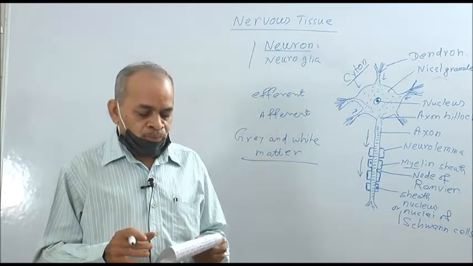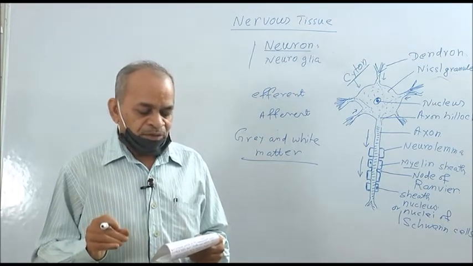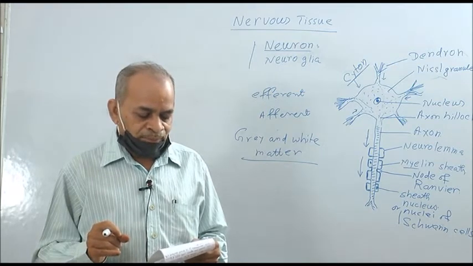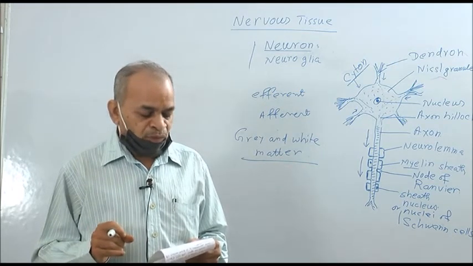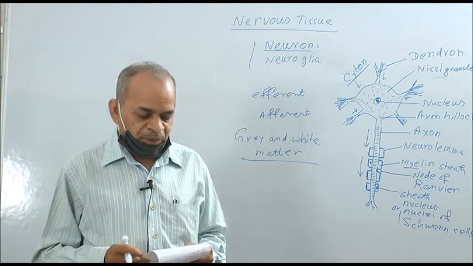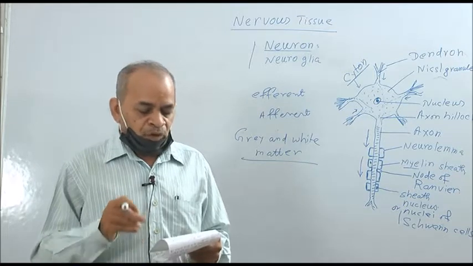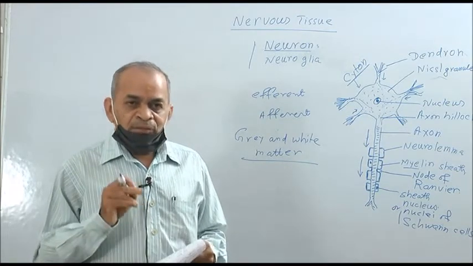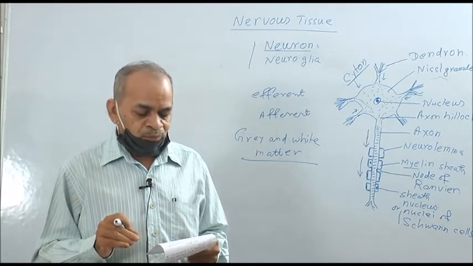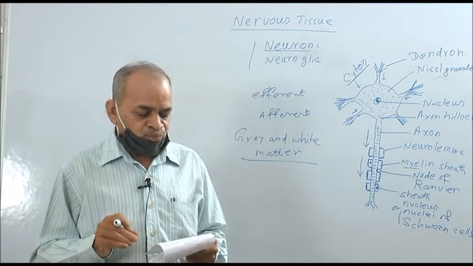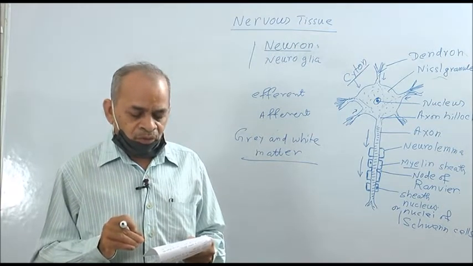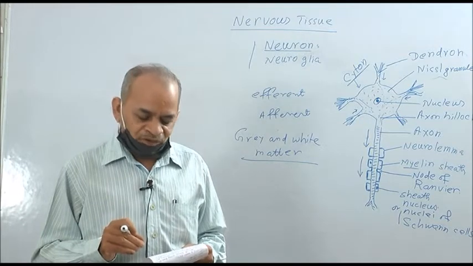The afferent fibers arising from the surface receptors, eye, ear, nose, skin, etc., are called somatic sensory, and those arising from the visceral receptors are called visceral sensory fibers. Similarly, the efferent fibers ending in striated muscles are called somatic motor, and those ending in smooth muscles are called visceral motor fibers.